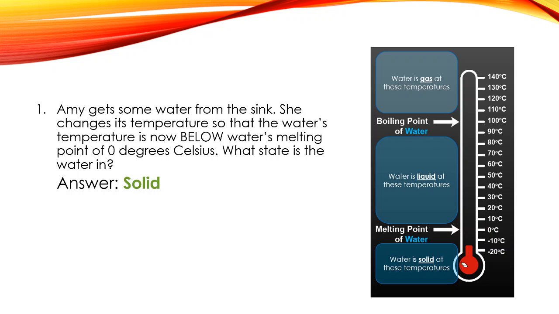Now, if the question said she brought its temperature up, maybe by putting it on the stove, to over water's boiling point of 100 degrees Celsius, then it would be a gas. If it said she made it so that water's temperature was in between its melting point and boiling point, maybe 60 degrees or 20 degrees, then it would be a liquid. Overall, what you have to remember is that every substance has a melting point and a boiling point, and it is a solid below the melting point, a liquid in between, and a gas when it's above the boiling point.